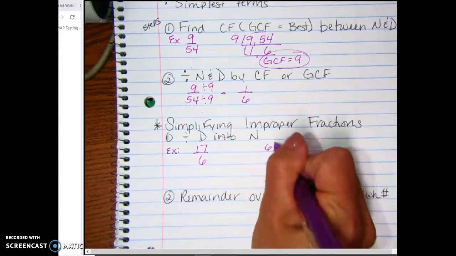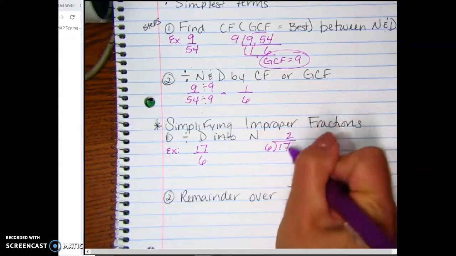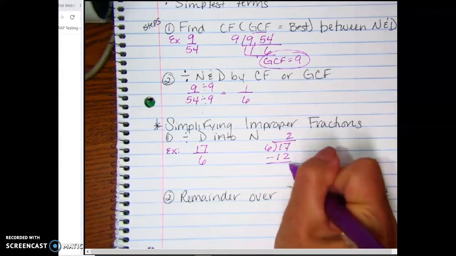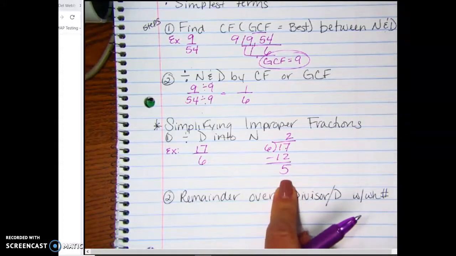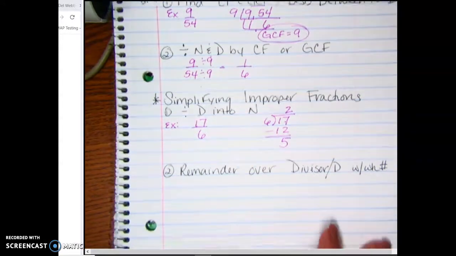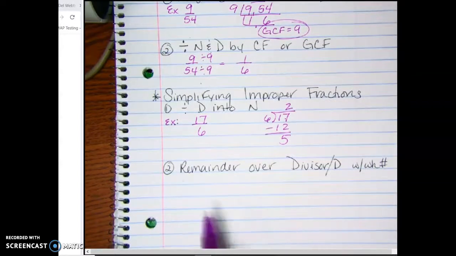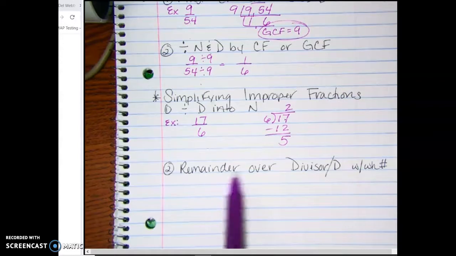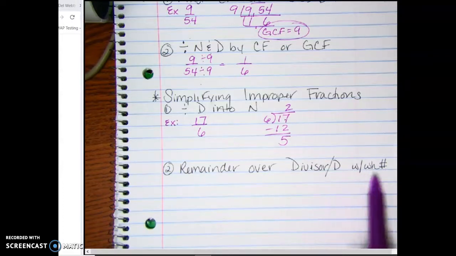So I've set it up like a long division. 6 goes into 17 2 times. I subtract, and then I'm going to stop right there. I have a remainder, but we actually cannot keep remainders when we're working with fractions. We have to put them as a fraction. So step 2 is the remainder is over the divisor, also known as the denominator, and then we have to include the whole number with the whole number.